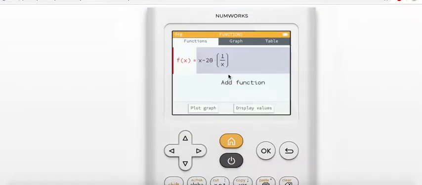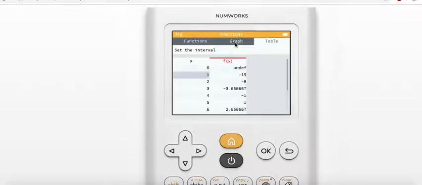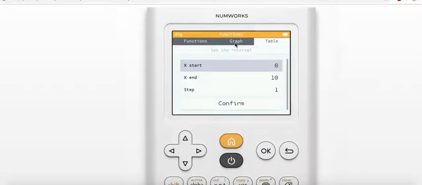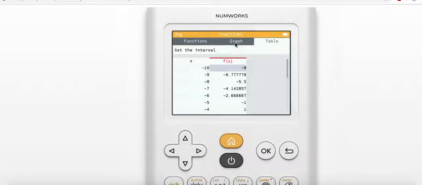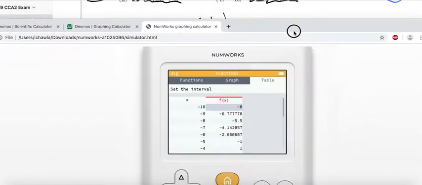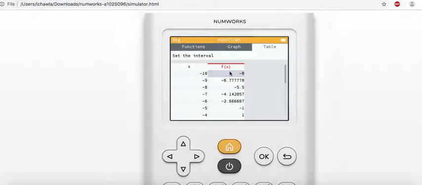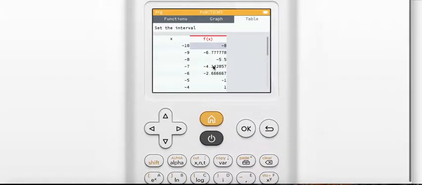Now I've got the function, right? And I want to enter a table of values, and I need to set the interval. So let's say we start at -10, end at 10, and just go up by 1 each time. We should end up with an output of 8. -10 gives us -8, if you look carefully, guys. I don't know if it's too visible here.